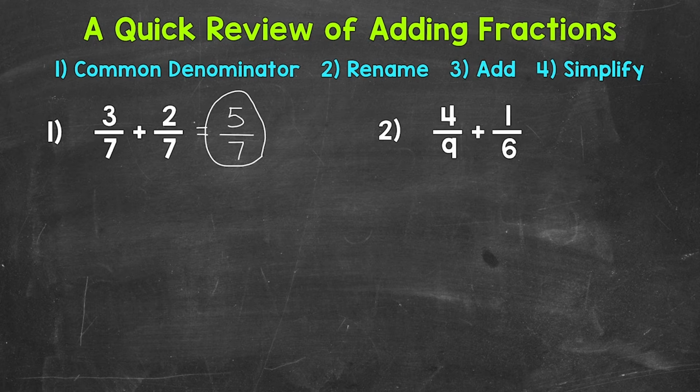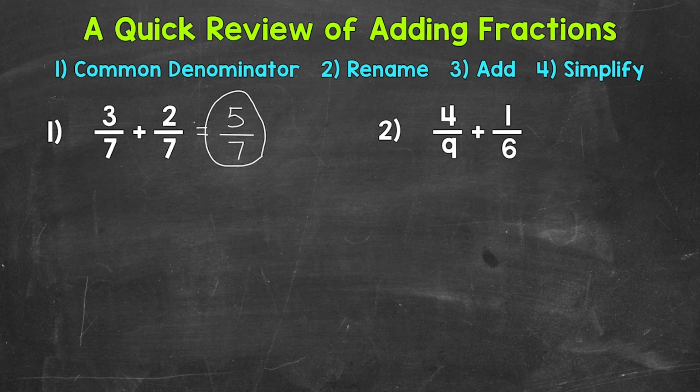So for this one, we do not have a common denominator in our original problem. So we need to find a common denominator and then rename both of our fractions with that common denominator before we can add. Now we're going to find a common denominator between 9 and 6 by finding the least common multiple between 9 and 6, and that's going to be our least common denominator.